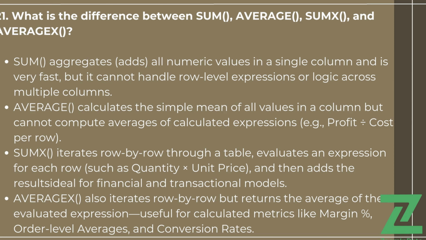For example, writing total revenue equals SUMX orders, quantity multiplied by unit price, will calculate the total revenue by multiplying quantity and unit price for each row and then adding them.